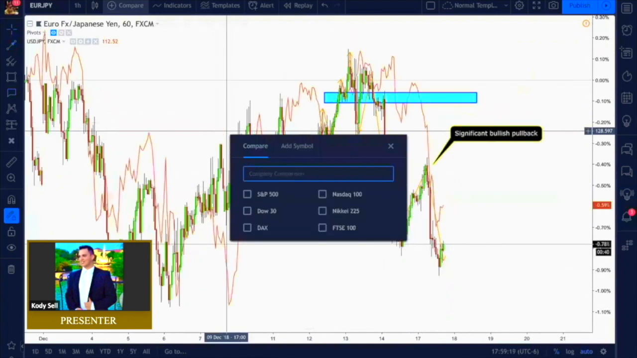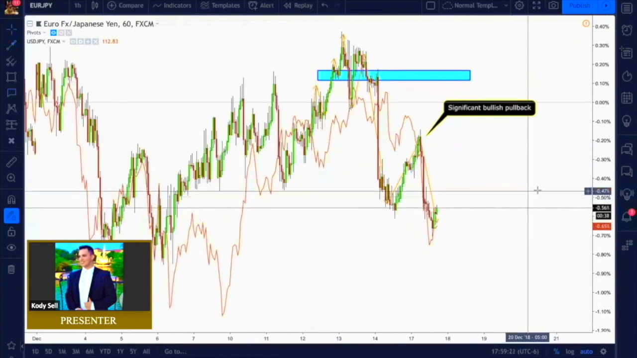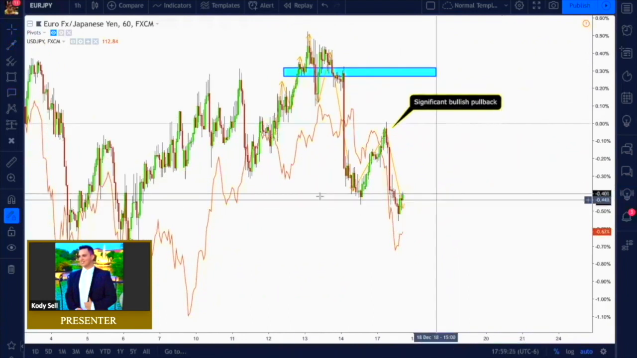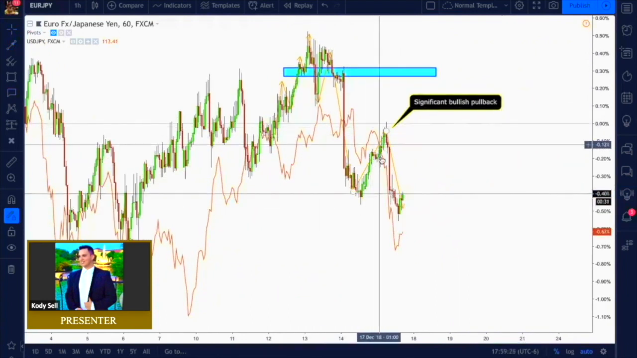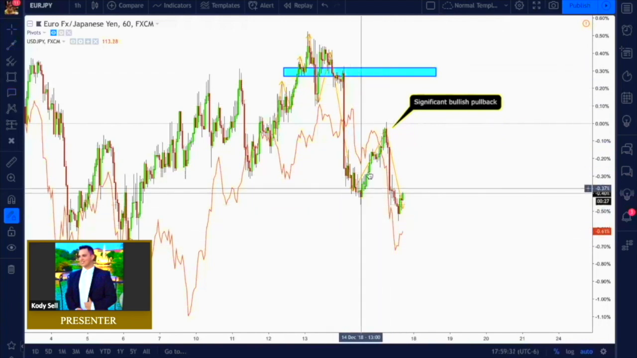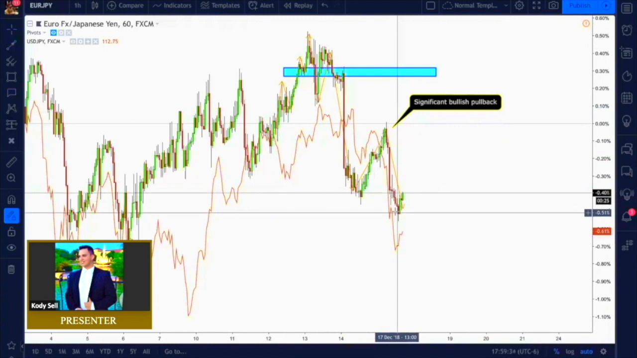Remember, if you pull up USDJPY, let me see if I can move it to where you can see it better. Right there. If you look at USDJPY, it was just straight down like this. Whereas this guy came down, pulled way back, and then continued to go down.